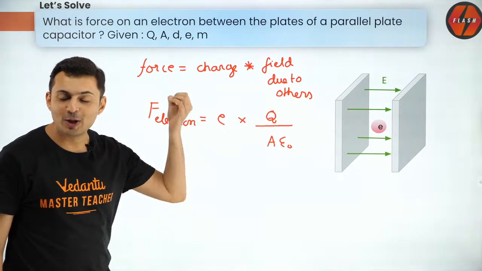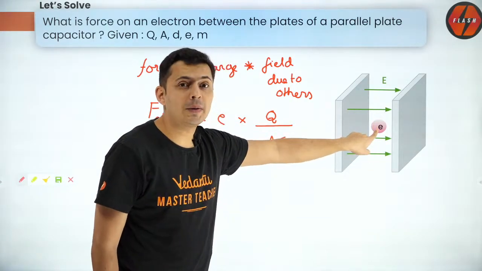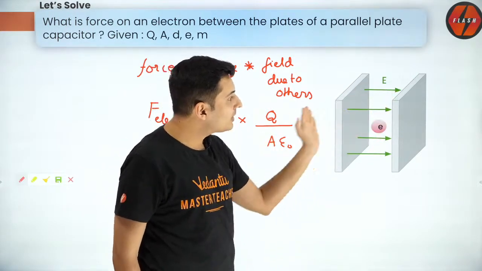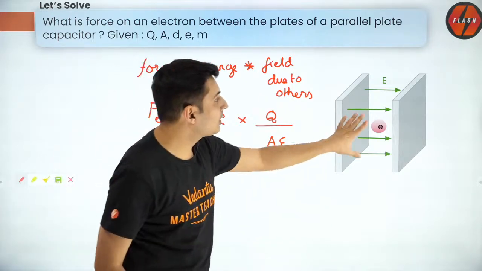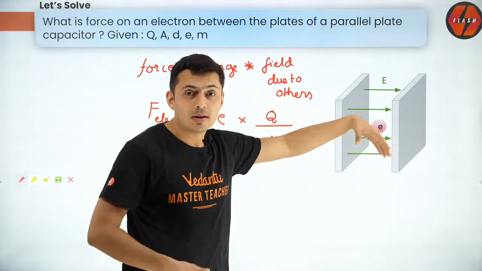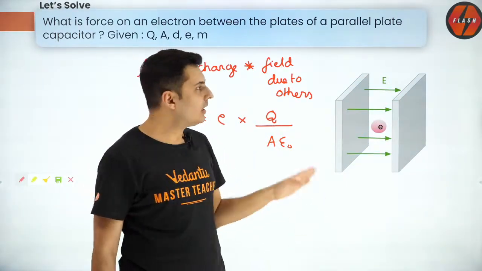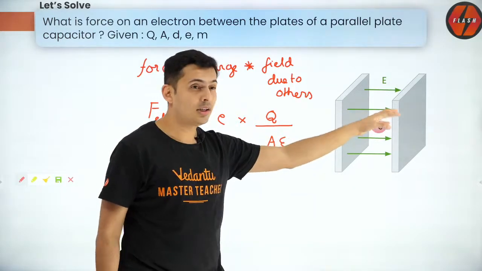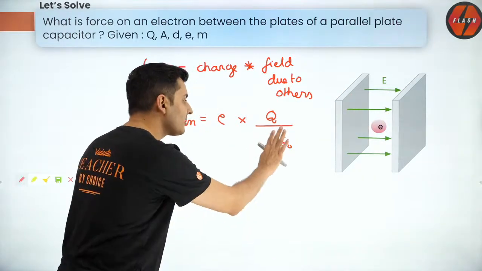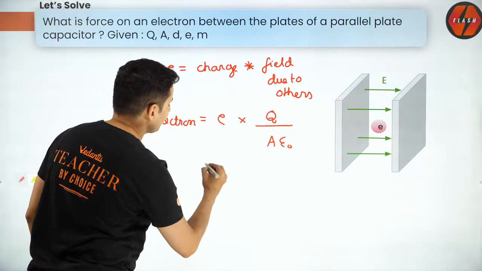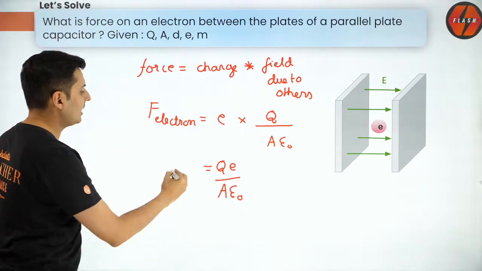Alright guys, no, you will not put 2. Think why? When you talk about the electron, the field will be because of both the plates, right? See, when you talked about force on one plate, when the force was on the plate itself, then you will not count the field of the plate. But now the question is not force on the plate. The question is force on some other third charge. So the total field will come. So it will be just A epsilon naught. There is no 2 in the answer. Understand? Hence the answer will be QE by A epsilon naught. So that's the force.